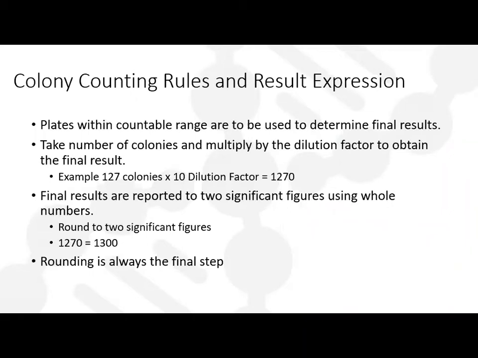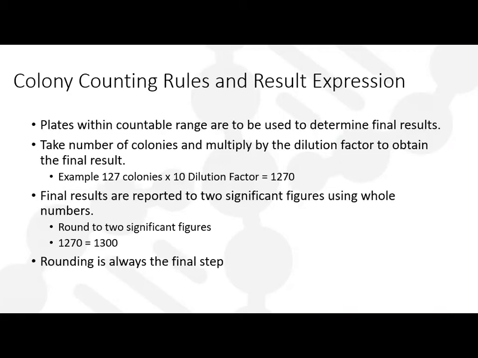So plates within the countable range should be used to determine your final results. You'll take the number of colonies and multiply that by the dilution factor to obtain your final result. So for example, you have 127 colonies on a plate and your dilution factor is 10. You multiply those together, you get 1,270.